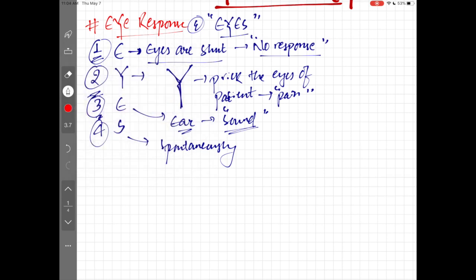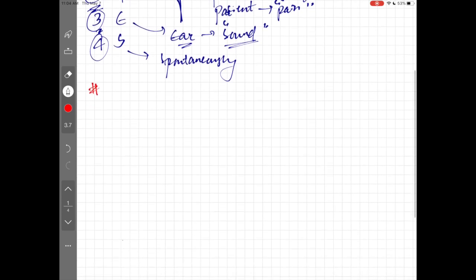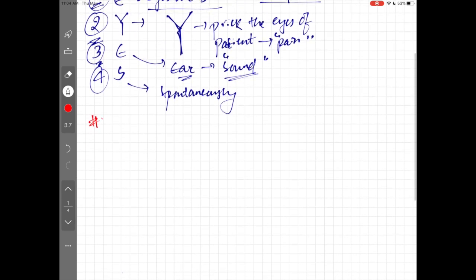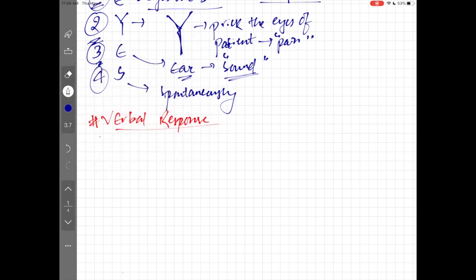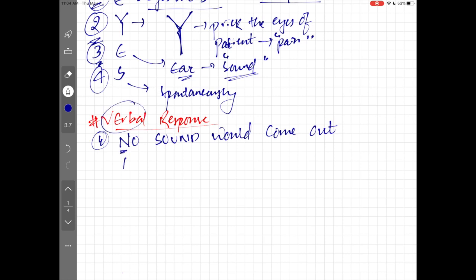So now next is the verbal response. After eyes, next would be the verbal response. Now the mnemonic for verbal response is "No sound would come out." This is a mnemonic because verbal means sound, so no sound coming out would be the mnemonic. N means no response.